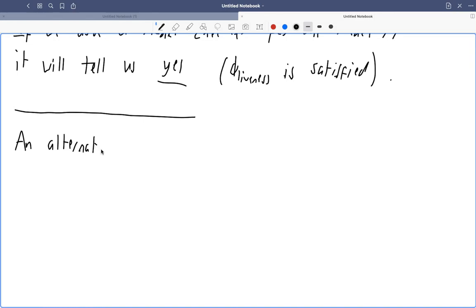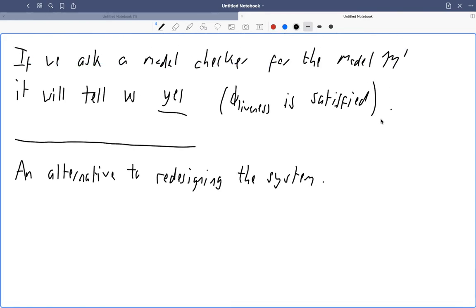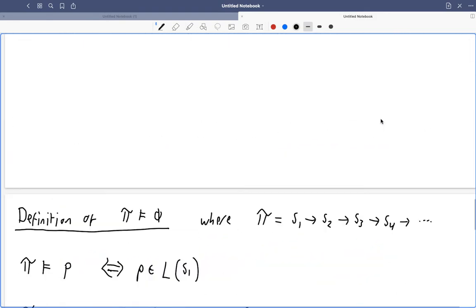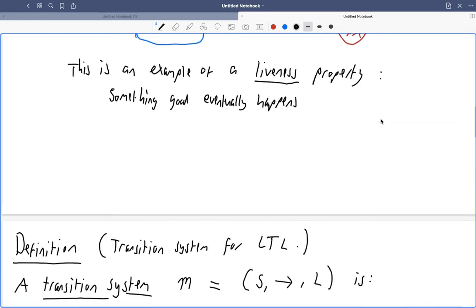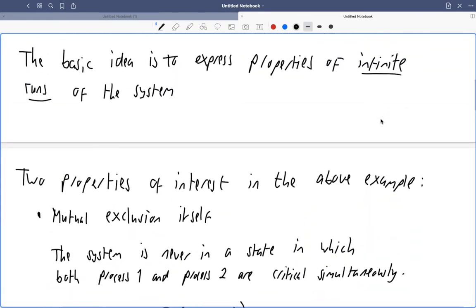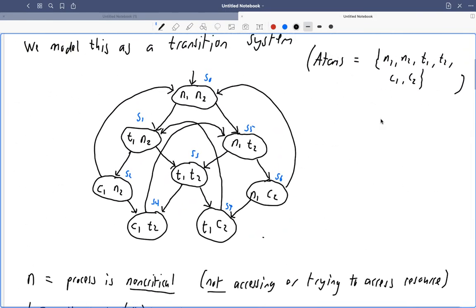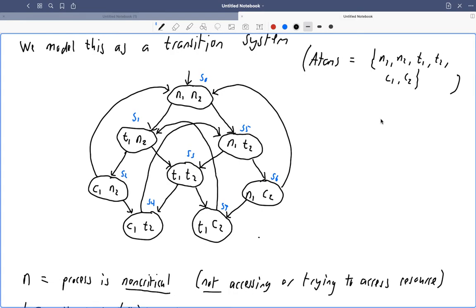So an alternative to redesigning the system. If we go back to the original system, and I'm afraid this needs quite a lot of scrolling again. Where is it? Yes, it really does. Okay, here's the original system.